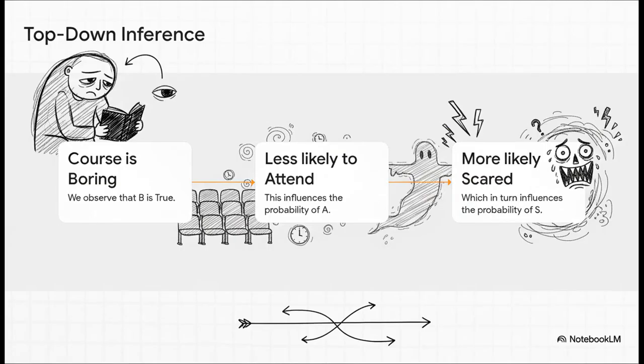All right, let's actually use it to predict something. All we have to do is follow the arrows. Let's say we know the course is boring. Well, the model knows that means you're less likely to attend the lectures. And if you don't attend, the probability table tells us that, yep, you're more likely to be scared. The graph just makes this whole chain of logic incredibly easy to follow.